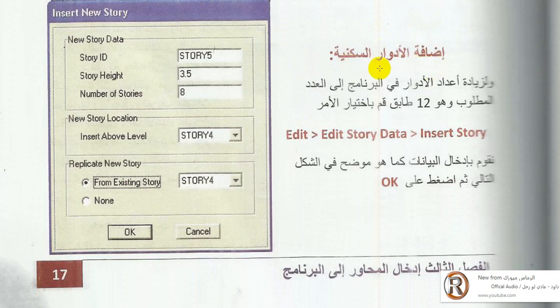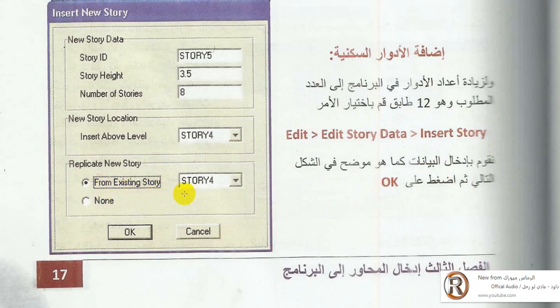Inserting housing blocks. To increase the number of blocks in the software to the required amount, such as 12 floors, select the command according to the directory flow: Edit Story Data, Insert Story. Then we insert data as illustrated in the following figure, then press OK, as you can see here.